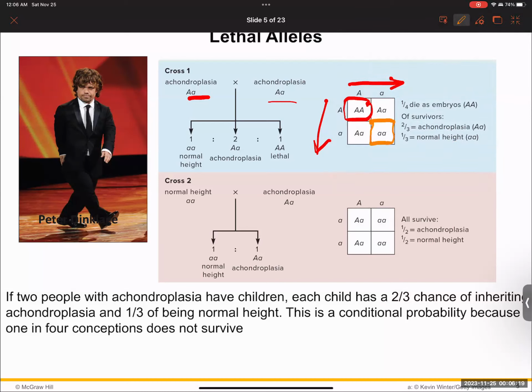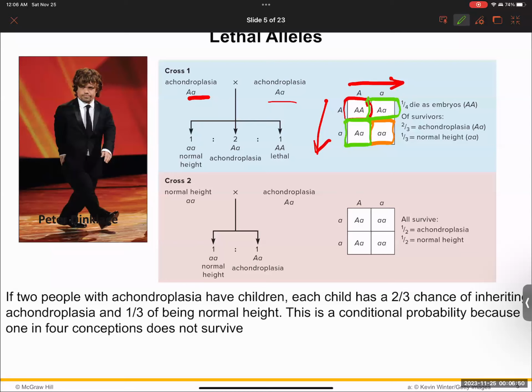This individual right here will have the normal height because it's the homozygous recessive version, and these two boxes are your chance of having a heterozygous offspring, where your height would be lower, you are the carrier of the medical condition, but you would survive, and it isn't considered lethal.